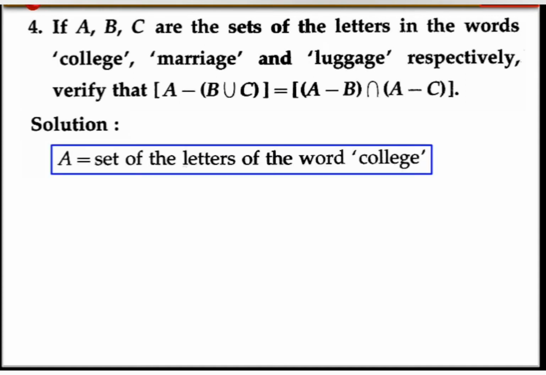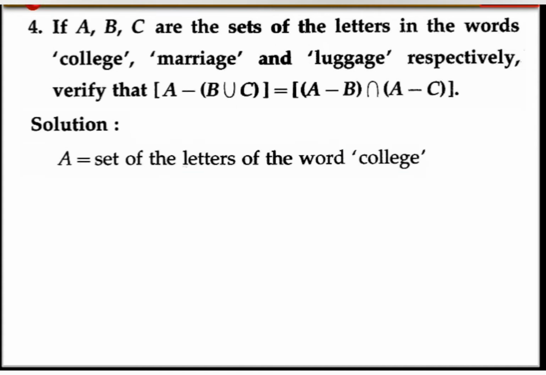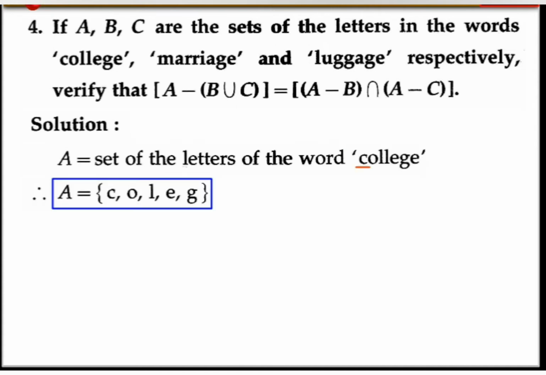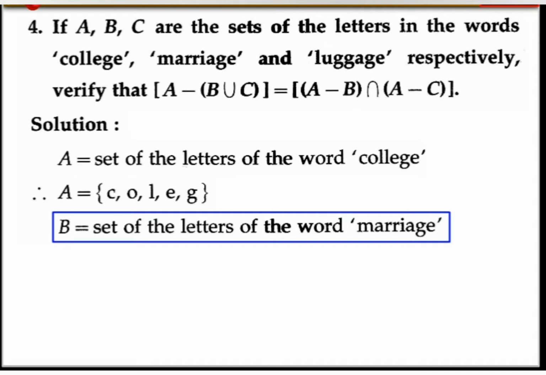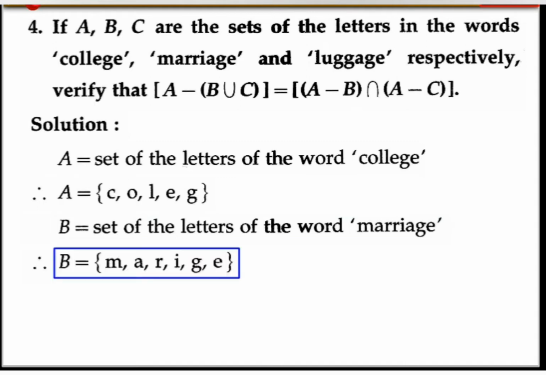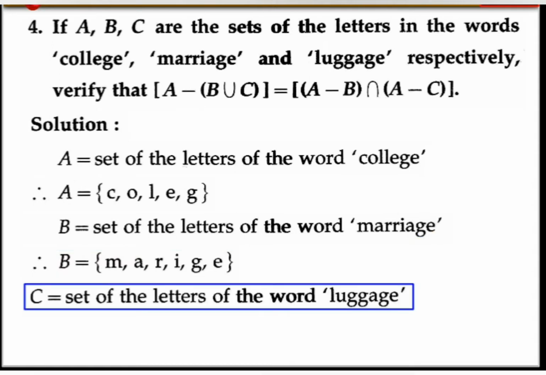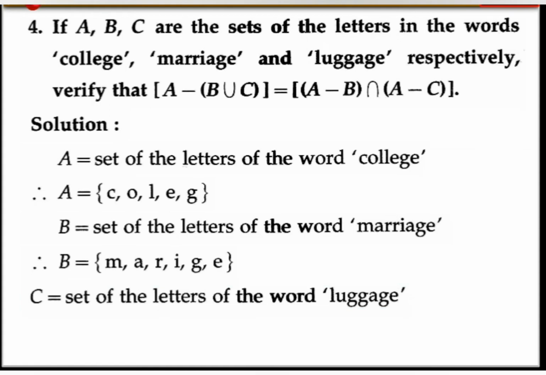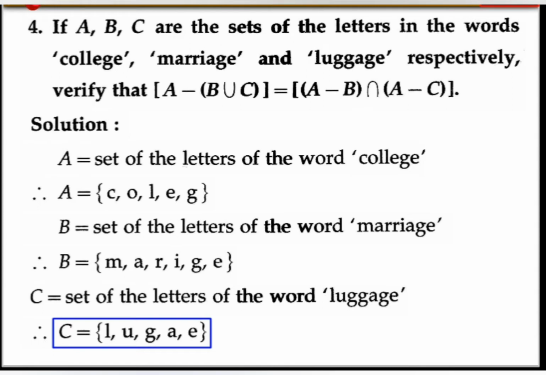Now A is equal to the set of letters of the word college. Therefore, A = {C, O, L, E, G}. B is equal to the set of letters of the word marriage. So B = {M, A, R, I, G, E}. C is equal to the set of letters of the word luggage. So C = {L, U, G, A, E}.